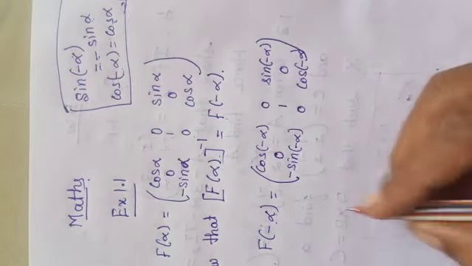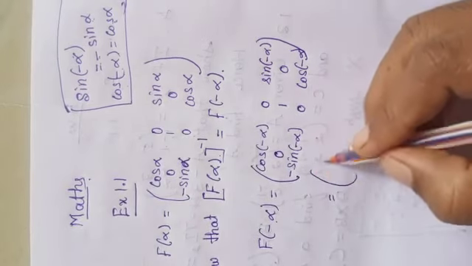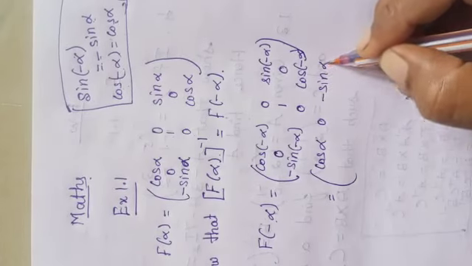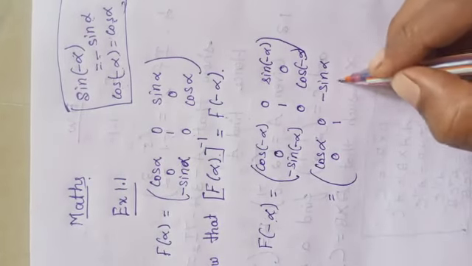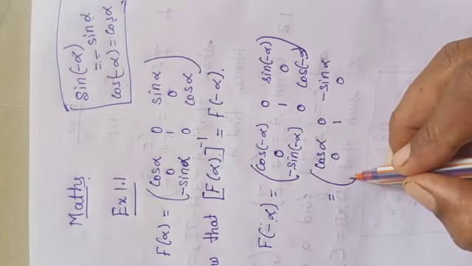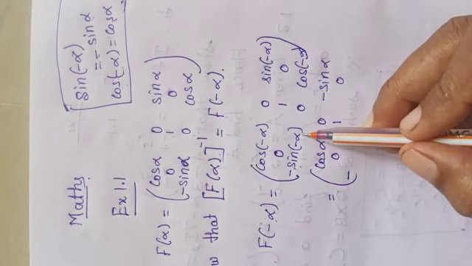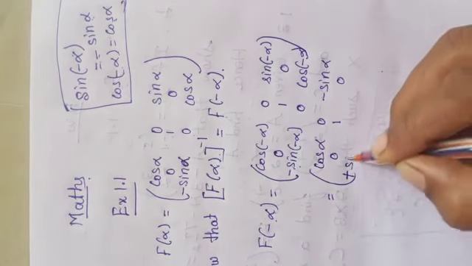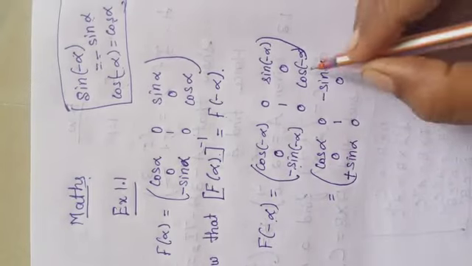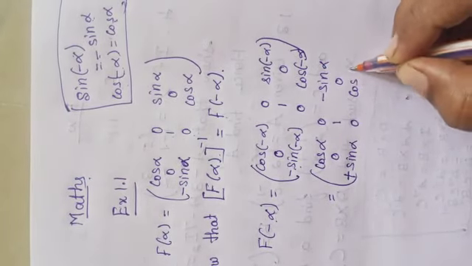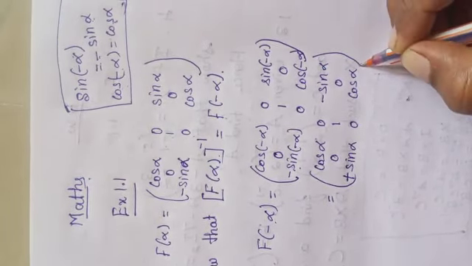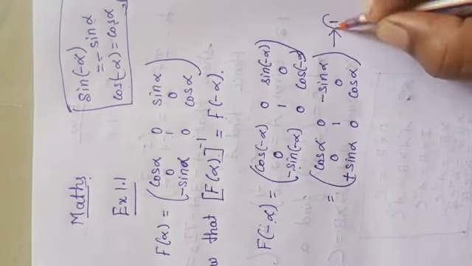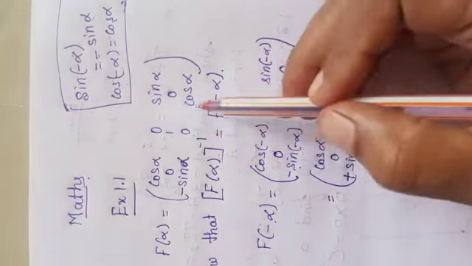Okay, shall we substitute here? So we get cos alpha, 0, minus sin alpha; 0, 1, 0; and here already we have a minus, and sin of minus alpha is minus sin alpha, so it becomes plus sin alpha, 0, cos of minus alpha is cos alpha. So we have got one part. This we can keep as equation number 1. So one side we have found out.